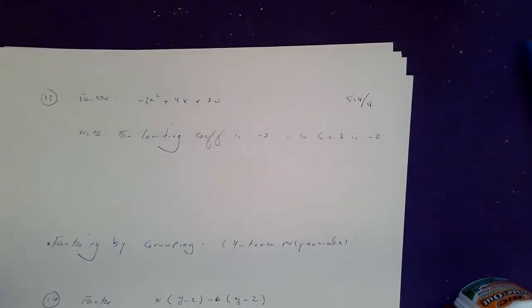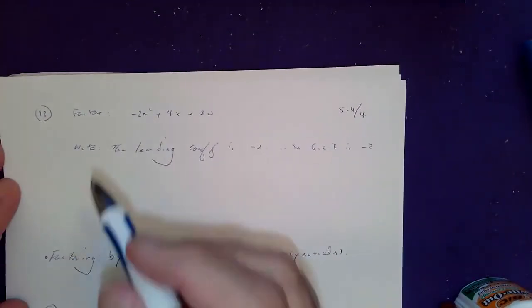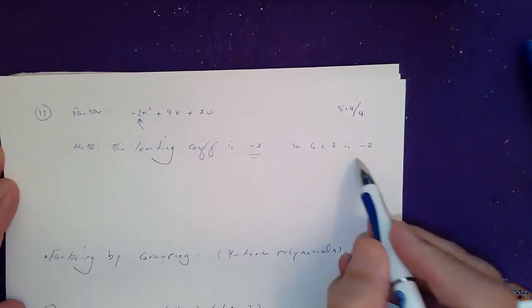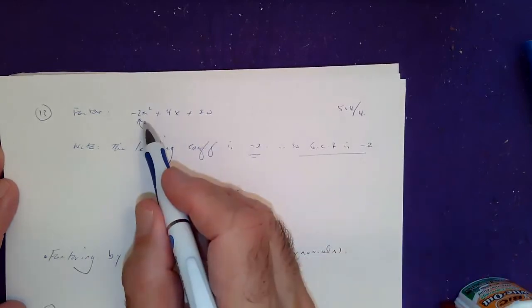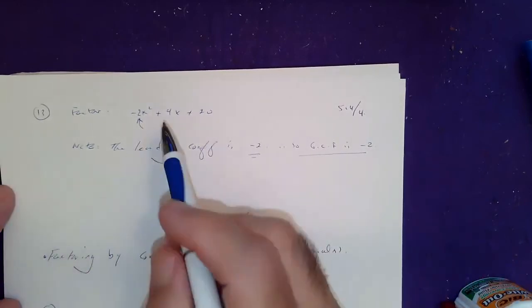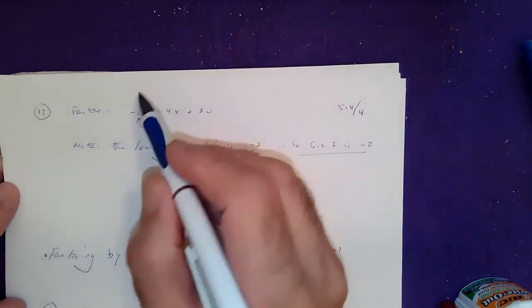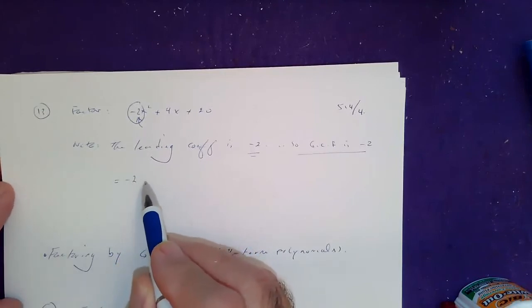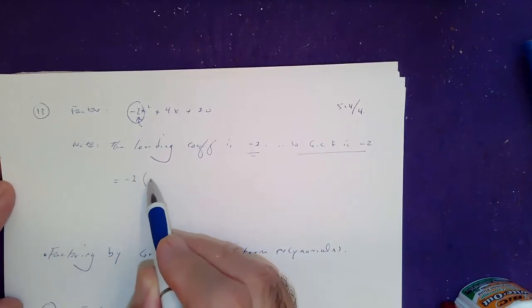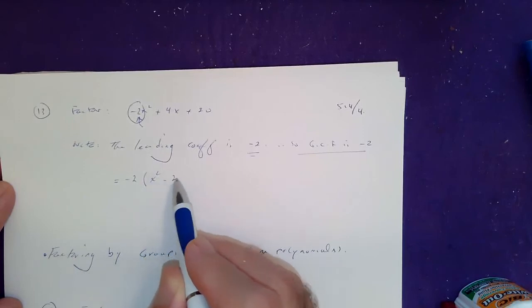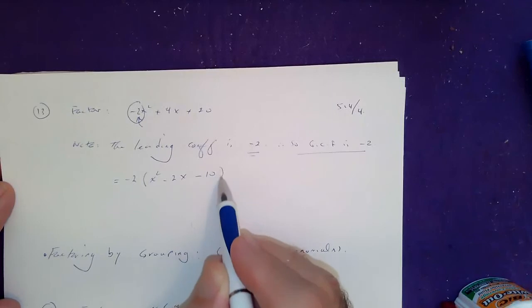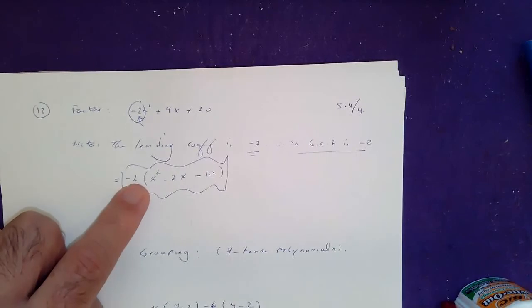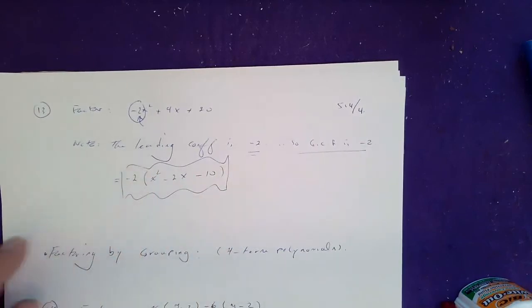All right. So when the leading coefficient is negative, you would like to factor the negative as well. So yes, in this case, the GCF is 2, but the leading coefficient is negative. So it's customary to factor out a negative 2. So that would give you positive x squared, negative 2x, negative 10. There you have it.